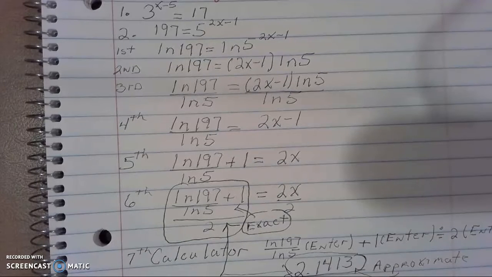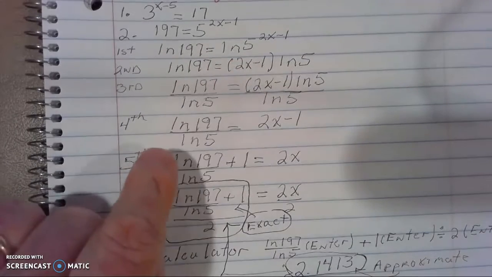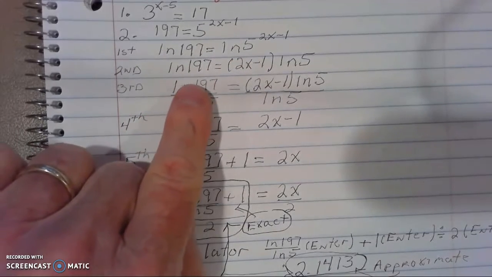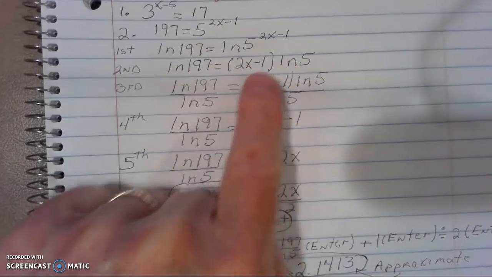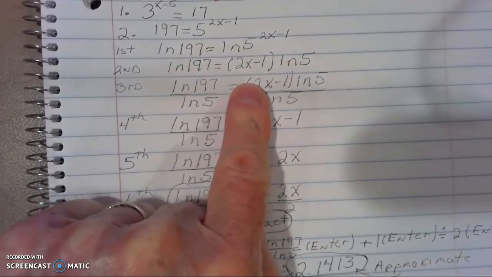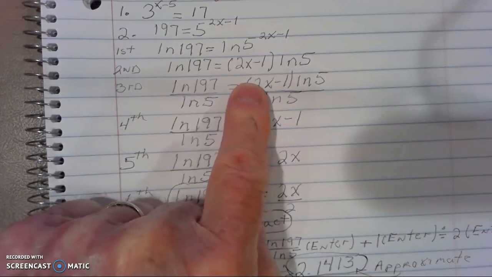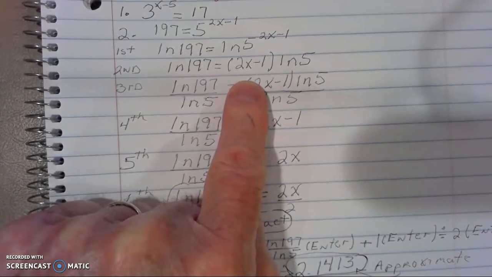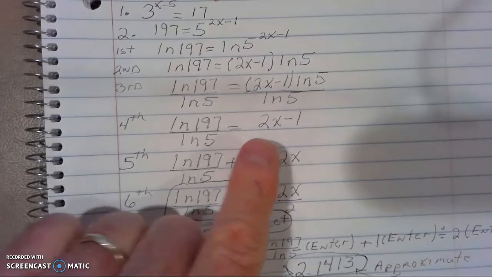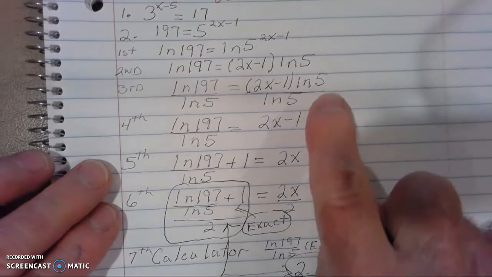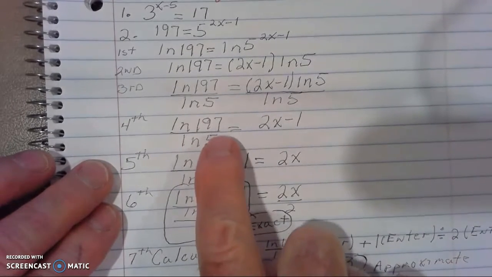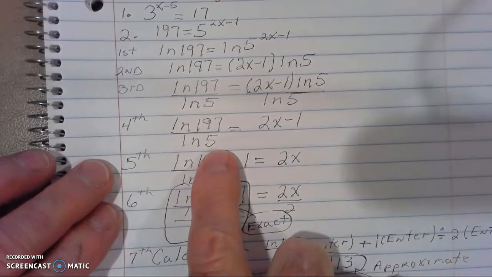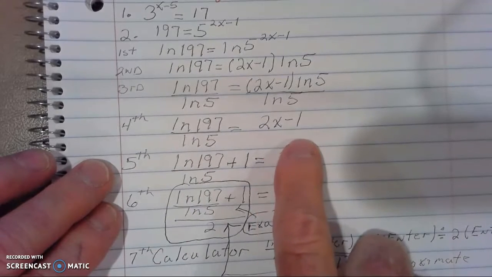First step, take the natural log of both sides, as I've done. Put natural log there. Then the natural log of 197, you can move that 2x minus 1 down in front. That's why this log business helps us so much. We get rid of exponents. And so then we divide by the natural log of 5 on both sides. So we have the natural log of 197 over the natural log of 5 equals 2x minus 1.